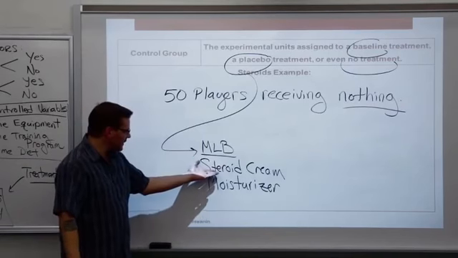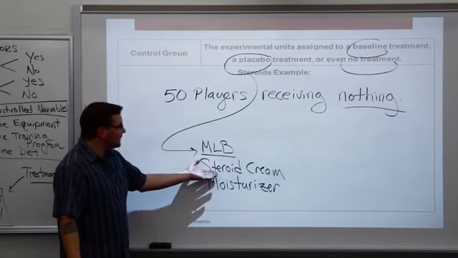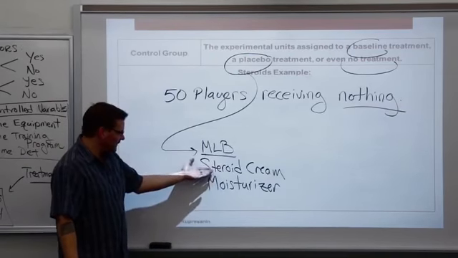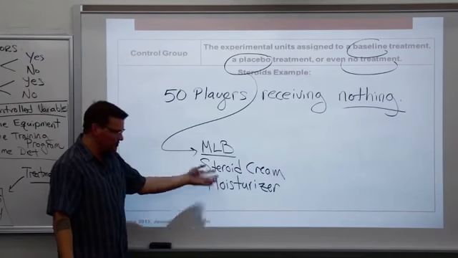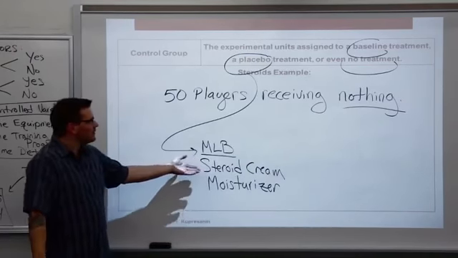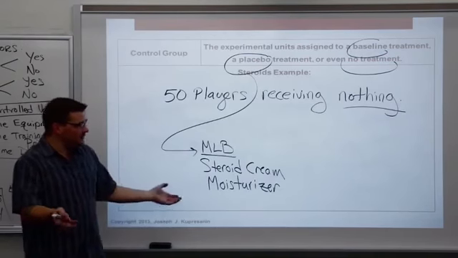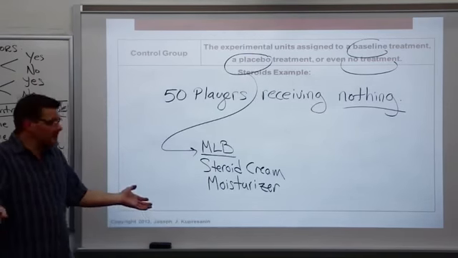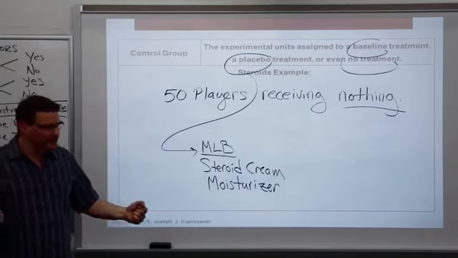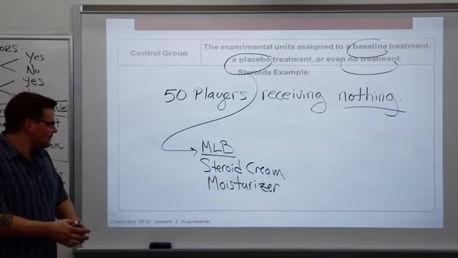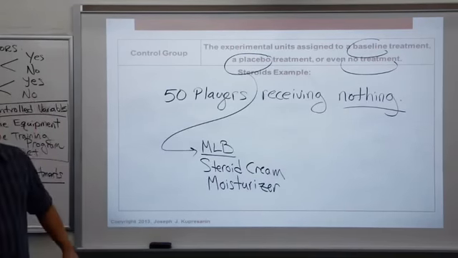So the players on steroids will get the cream, and the players who were randomly put into the no steroid group will get moisturizer. This would be a placebo, right? They think they're getting steroids. If you think you're getting steroids, maybe that makes you hit more home runs. Maybe you feel stronger inside, even though you're just rubbing some Jergens or something on your shoulder every morning.